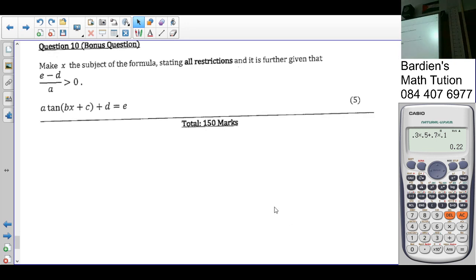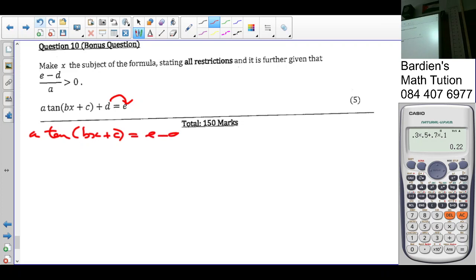Alright, so the last question, the bonus question here, says make X the subject of the formula, stating all the restrictions, and it's further given that E minus B is positive, or greater than 0. Greater than 0 means positive. So what we need to do first is take the D over, and then divide by A. So A tan(Bx plus C) is equal to E minus D, divided by A.